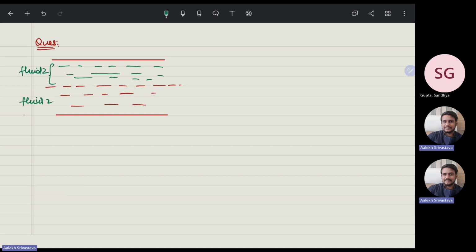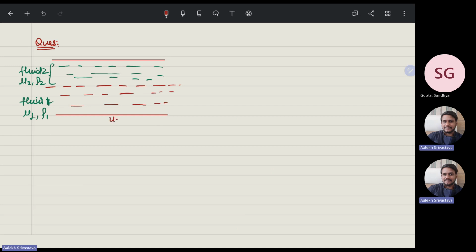This fluid has mu1, the dynamic viscosity, and density rho1. This fluid has mu2 and density rho2. Now how can we solve this? If you say it is a plane Poiseuille flow, not a Couette flow, that means it is driven only by the pressure gradient. So what will happen?